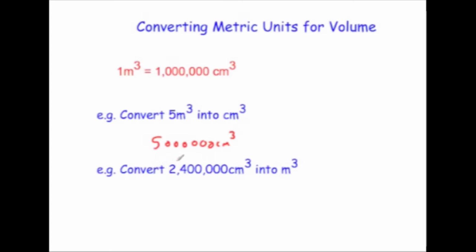Okay, and let's do another one. Convert 2,400,000 centimeters cubed into meters cubed. Well, here you want to go from centimeters cubed into meters cubed, so we're going to divide by a million. So dividing this by a million would be 2.4 meters cubed.